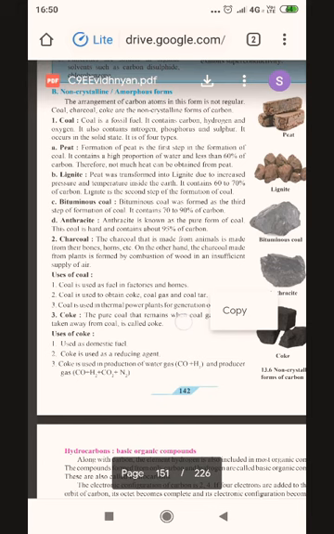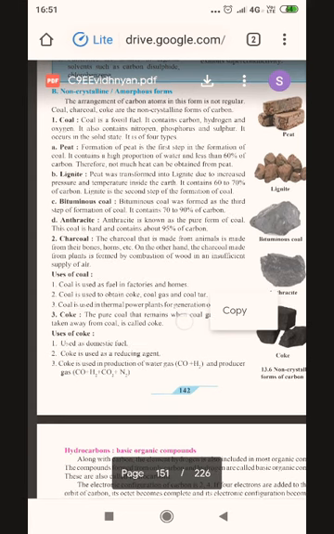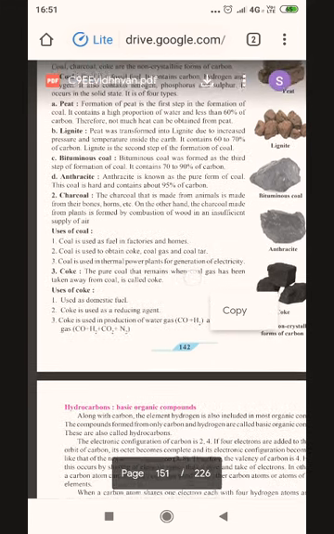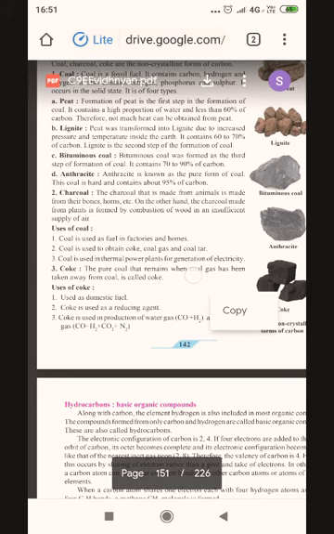The first type is peat. Depending upon the amount of carbon, these names are given. First of all is peat. Formation of peat is the first step in the formation of coal. It contains a high proportion of water and less than 60% carbon, and therefore not much heat can be obtained from peat. Second is lignite.